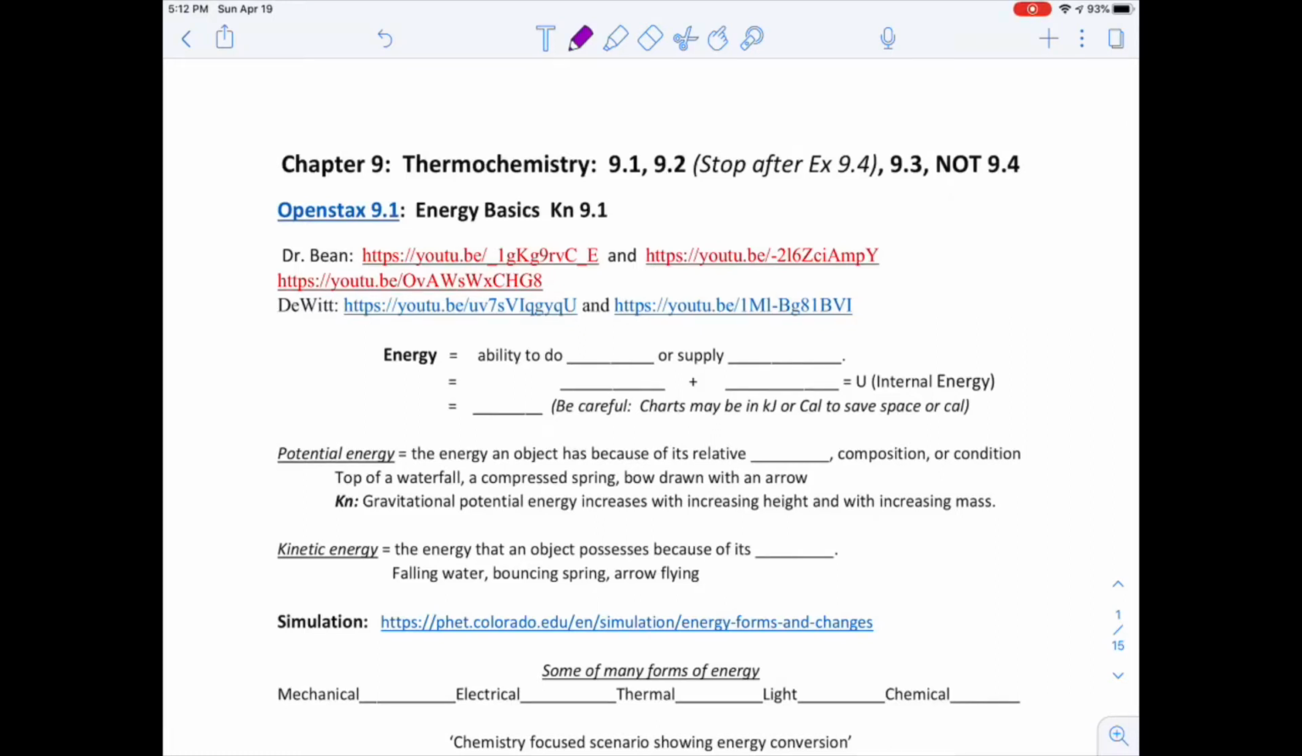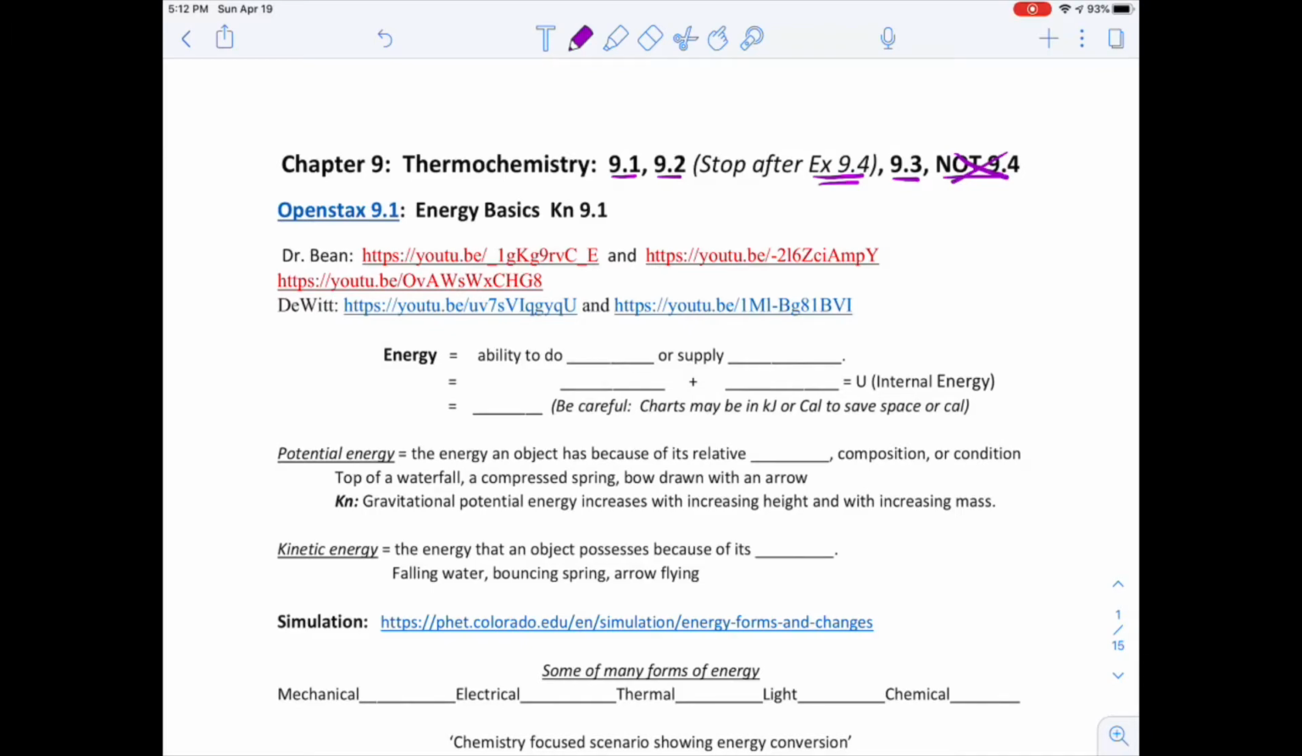If you're going through the textbook also, please be aware that we are covering 9.1, but we're only covering 9.2 until example 9.4, and after that point you're going to skip the rest of that section of the chapter. Then we're going to do 9.3, and notice that we are skipping 9.4.